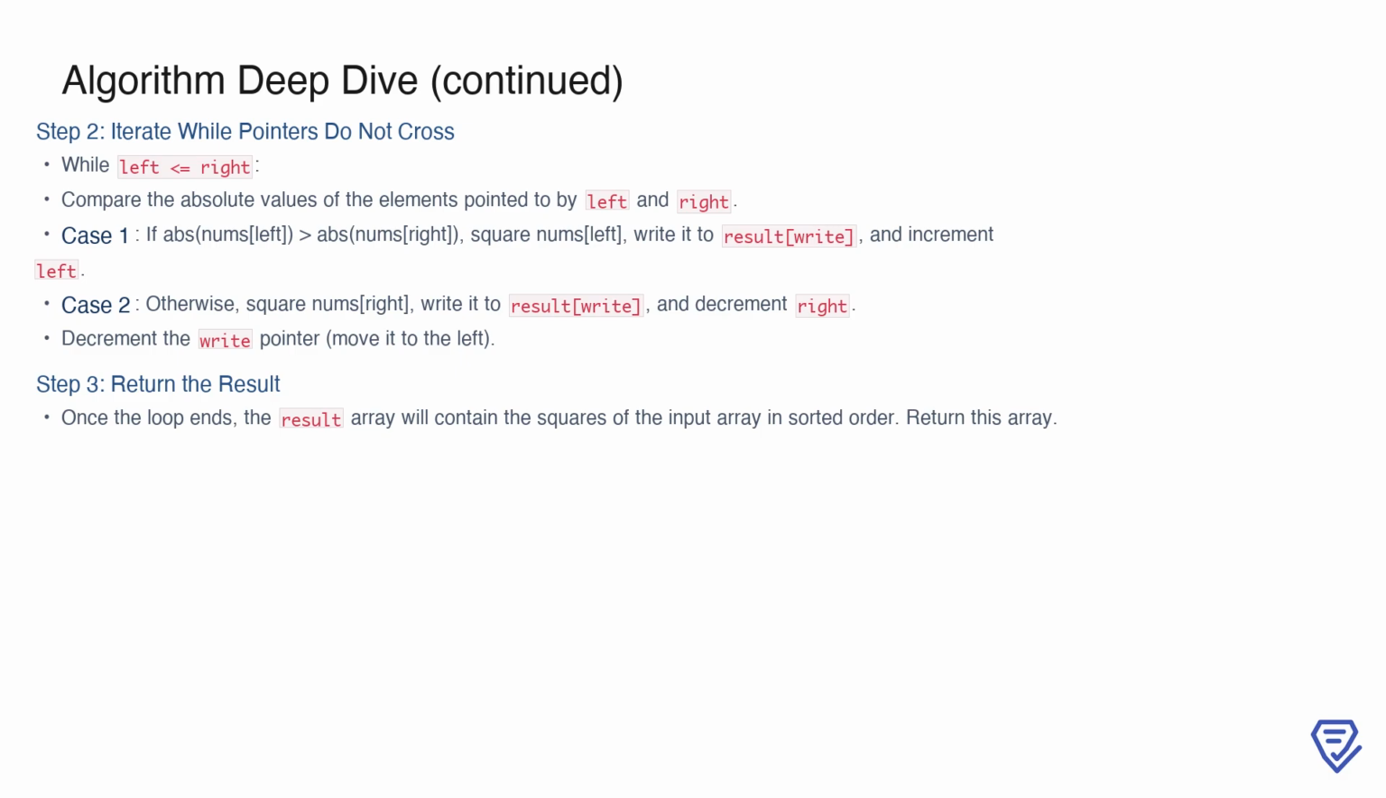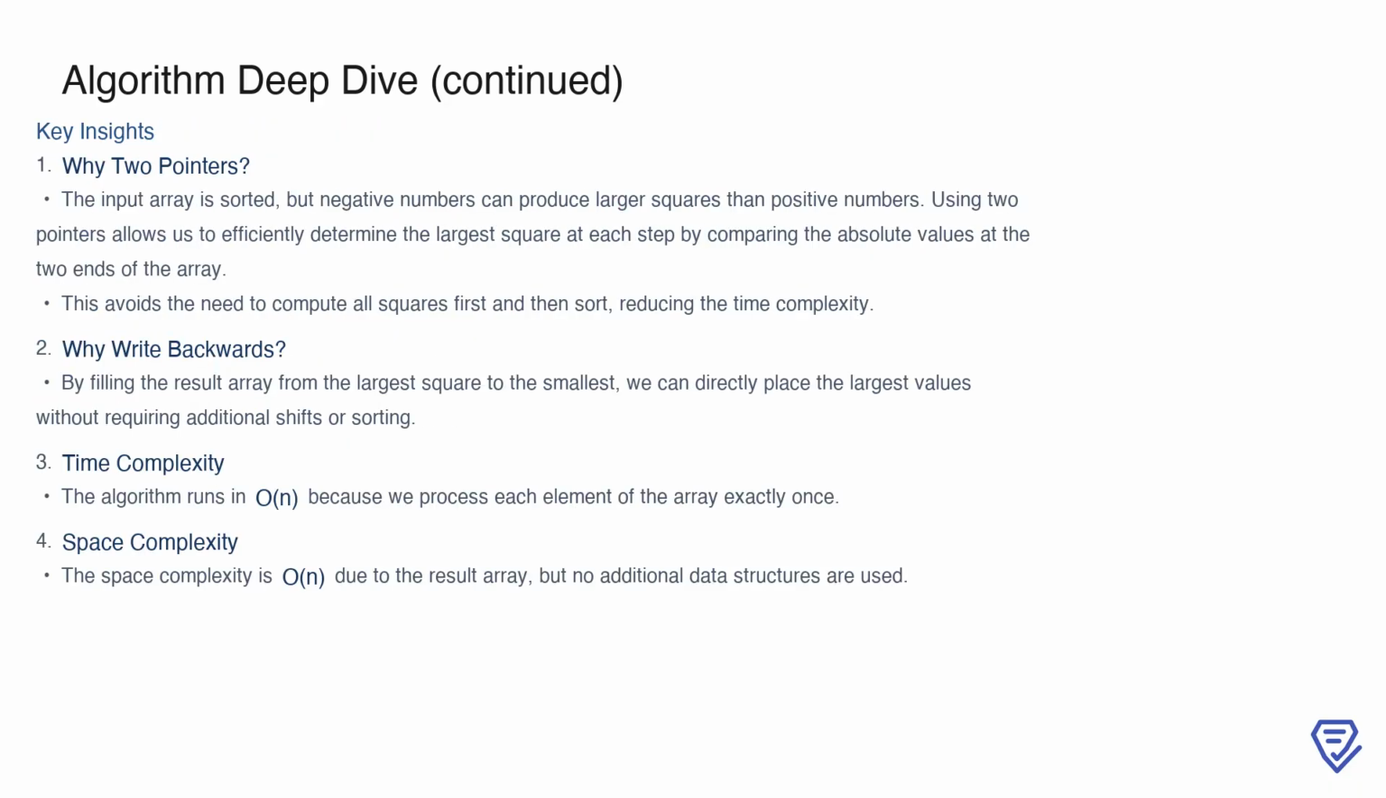Otherwise, we square the value at right, place it in the result array at the right position, and move the right pointer one step backward. After placing the square, we decrement the right pointer to move to the next position in the result array. Once the pointers cross, all elements have been processed, and the result array contains the squares in sorted order, ready to be returned. This approach is efficient for several reasons.